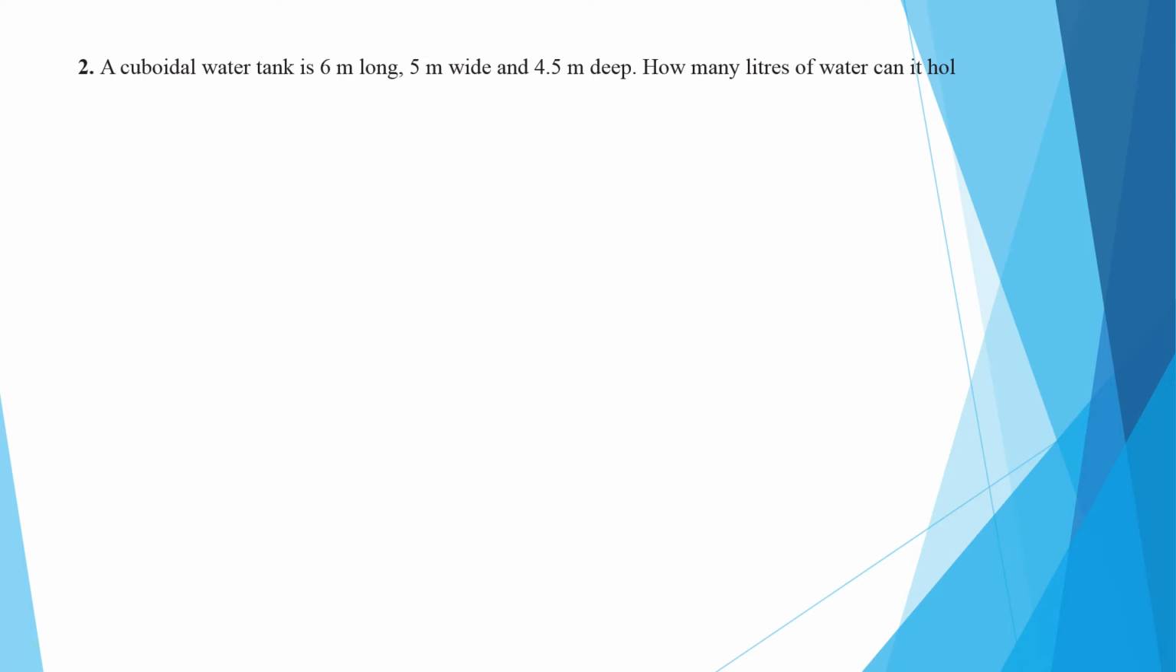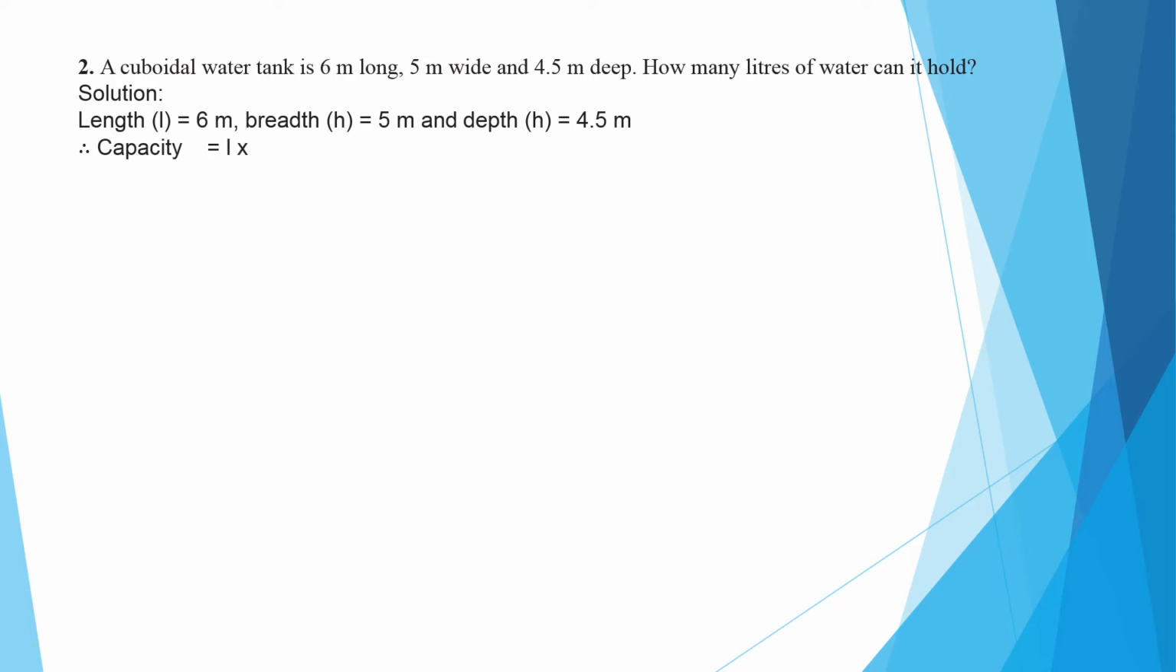Okay. Now we will go for the next question. In question number 2, one cuboidal water tank is there, whose length is given 6 meter, breadth is given 5 meter, and the height is given 4.5 meter. How many liter of water can it hold? It can hold means capacity. So length is 6 meter, breadth is 5 meter, and height is 4.5 meter. Capacity is equal to volume, that is equal to length into breadth into height.